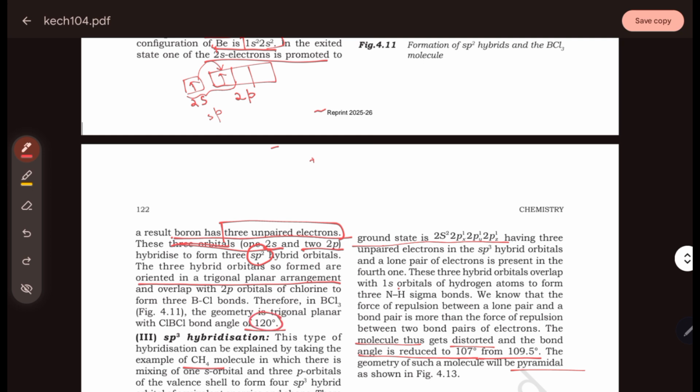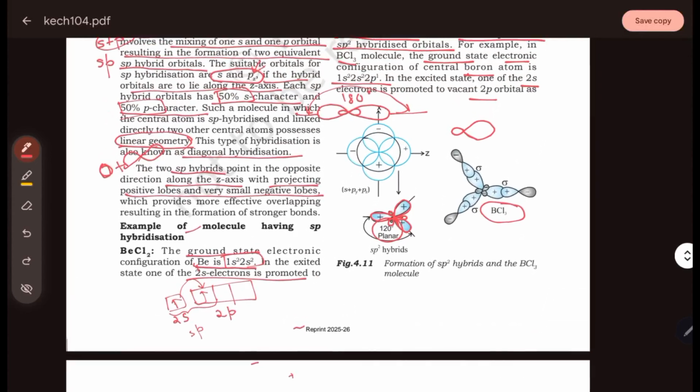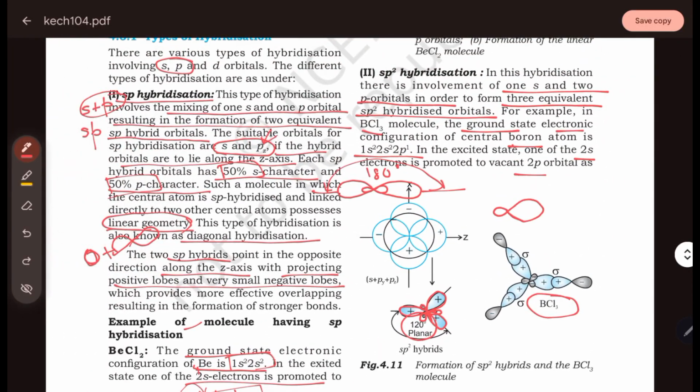So if anyone tells you to derive the structure by hybridization, you are going to write boron as atomic number 5, and then write the electronic configuration 1s2, 2s2, 2p1. Then you have to mark that in the excited state, an electron transition takes place from 2s to 2p. Not always does electronic transition take place, but here it is. So this is 2p.